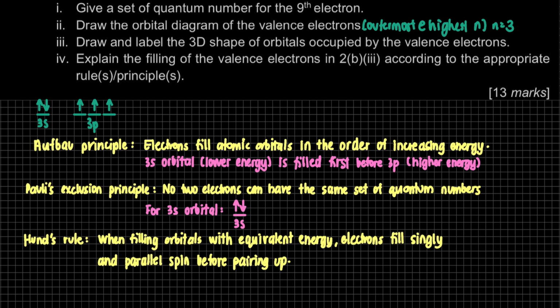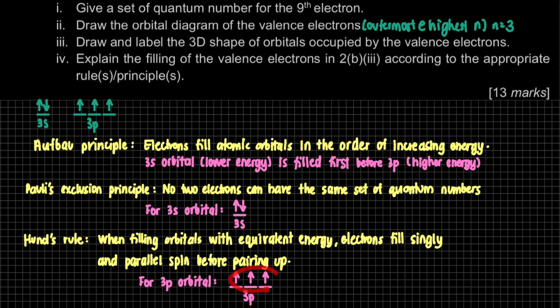Okay. Then the question again asks you to relate back to the valence electron. So just now we mentioned 3s. For this one, we mention 3p. Okay, Hund's rule mentioned when filling orbitals with equivalent energy. Equivalent means that it has the same energy. So the 3p orbitals have the same energy, while the 3s has a lower energy. Okay. So it mentioned that electrons will fill singly with parallel spin.